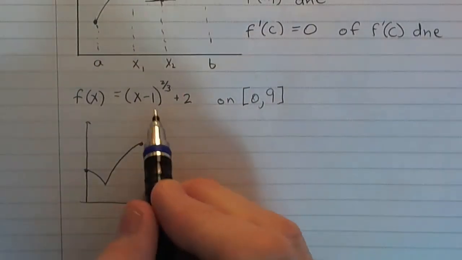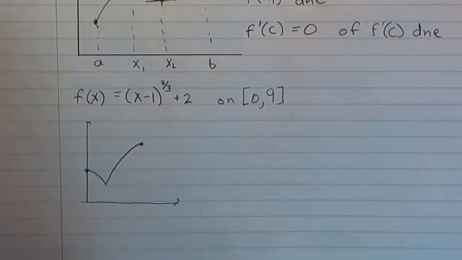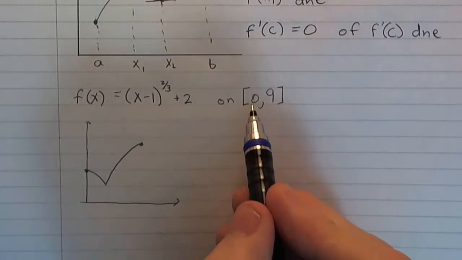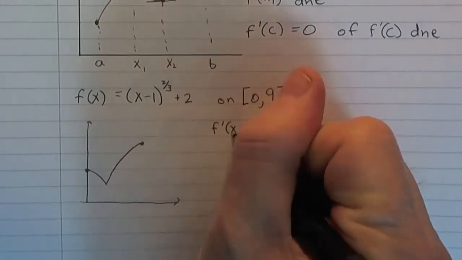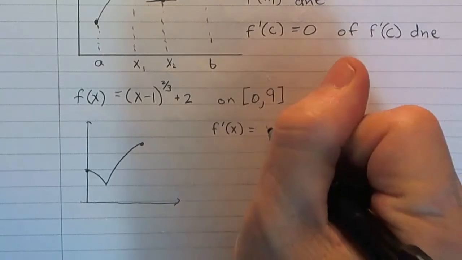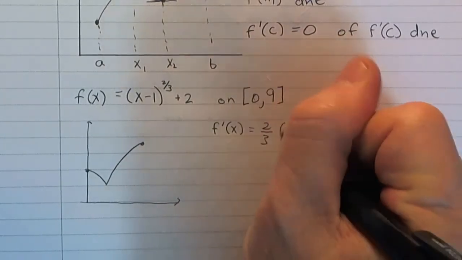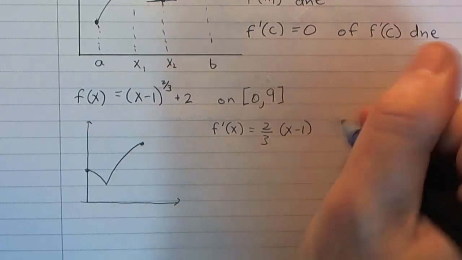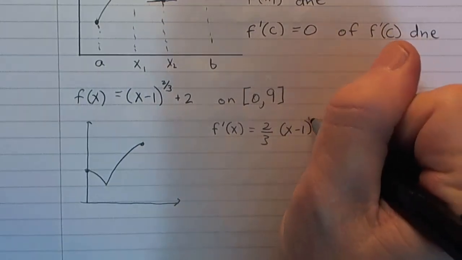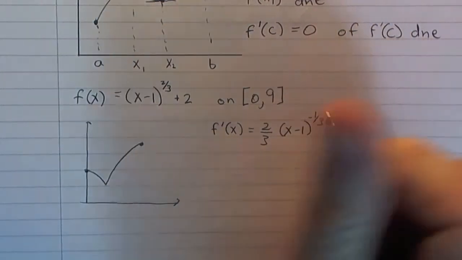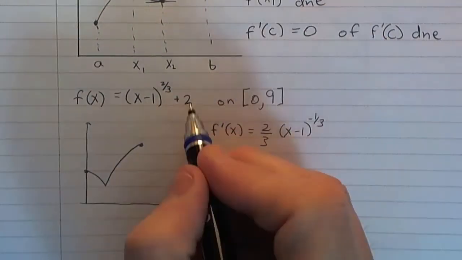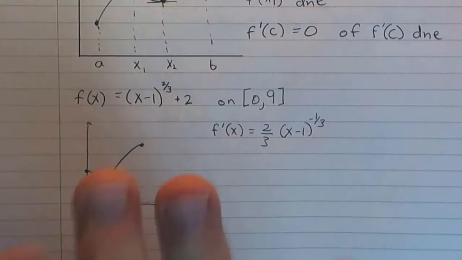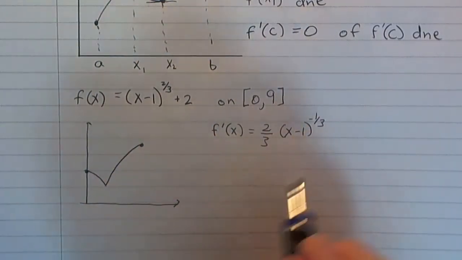Now, first of all, if we're trying to find the extrema, the high point and the low point on this interval, the first thing we do is differentiate. So I'm going to differentiate. I've got 2/3 (x minus 1) to the 2/3 minus 1. That's going to be negative 1/3, isn't it? 2/3 minus 3/3 is negative 1/3. Plus 2, the derivative of 2 is 0. So this is the entirety of the derivative.